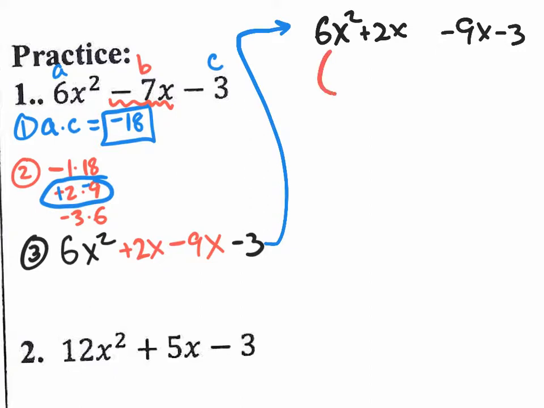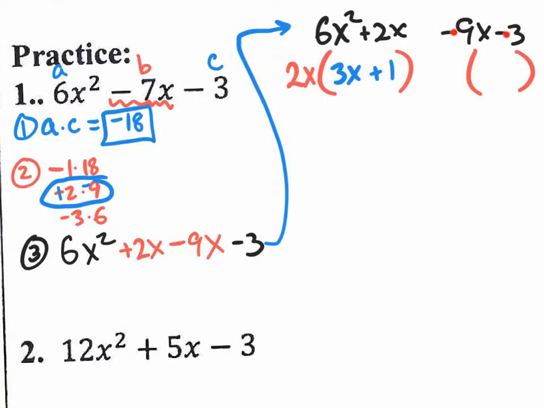So let's put parentheses here. What could I pull out? 2 and an x. And what would be left on the inside? 3x plus 1. Perfect. Okay, how about in the second group, what could I pull out? You can pull out a 3, right? However, notice this binomial is both positive, right? You want this also to be both positive so you could end up with a common binomial.